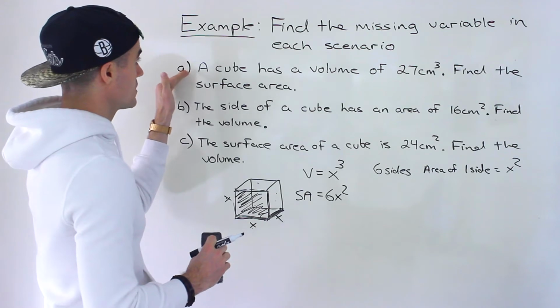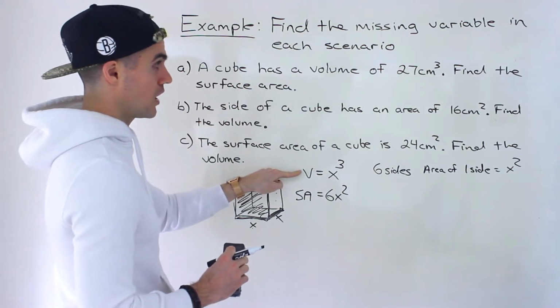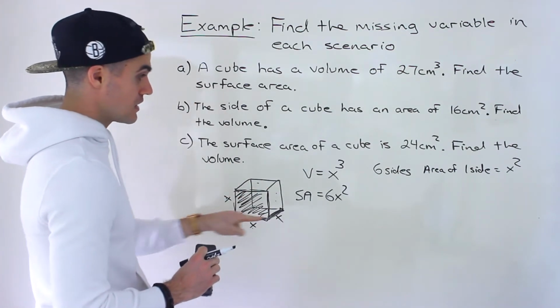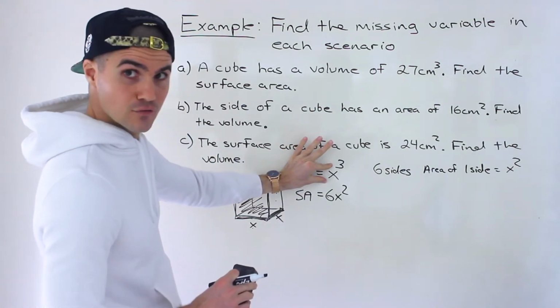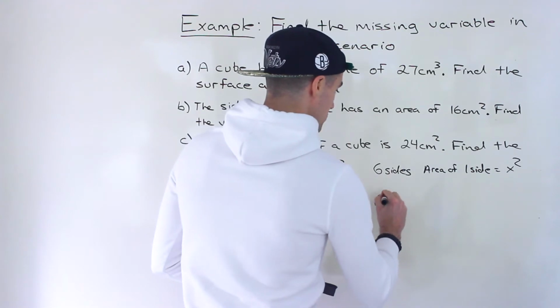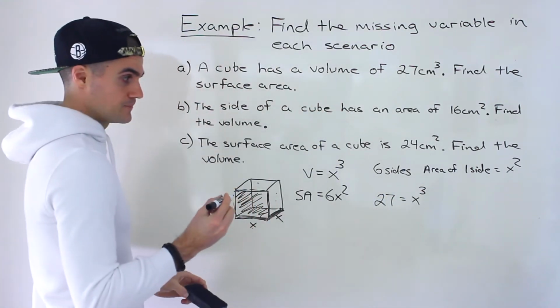So let's start off with scenario A. We're told a cube has a volume of 27 centimeters cubed. We have to find the surface area. So notice first we have to find that x variable because we're given the volume. So what we can do is set up an equation: 27 equals x to the power of 3.